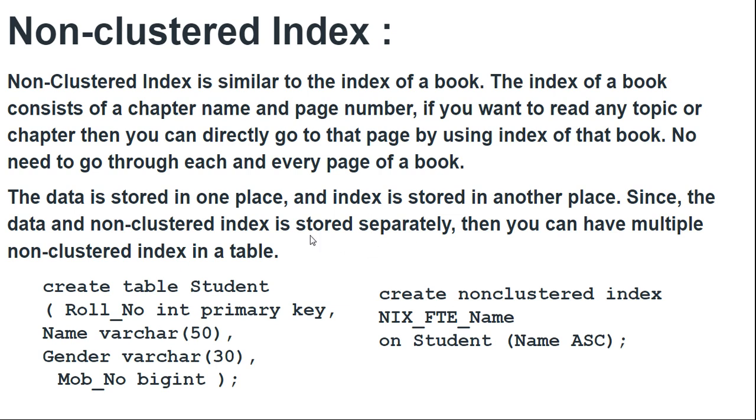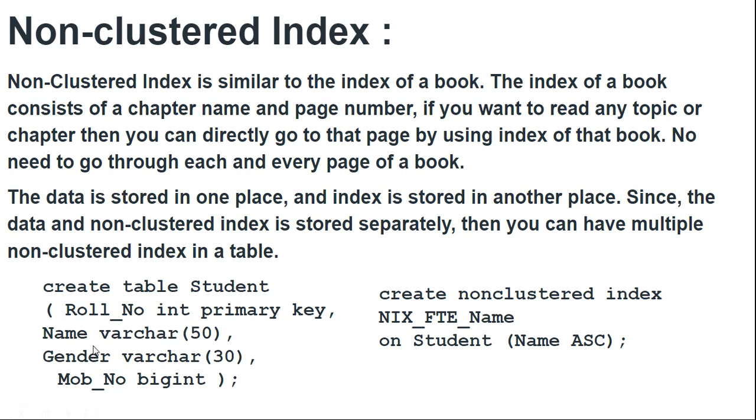Okay, so the storage mechanism will take place in a different place, and you can create multiple non-clustered indexes on a single table. For example, I have a table student and roll number is the primary key. If you want to create a non-clustered index on this table, you can create it like this: create non-clustered index, the customized index name you need to specify here, on table name, the column name.